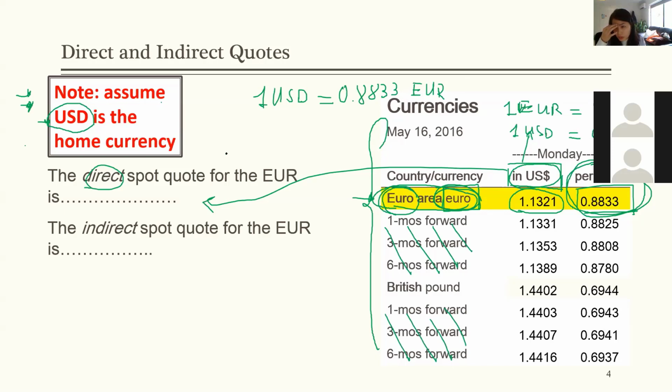You will also notice that if we take the reciprocal of one number, you will get the other number. For example, if I take 1 divided by 1.1321, which is how much a euro is worth in USD, I will get 0.8833. So the value of one currency is the reciprocal of the value of the other currency.